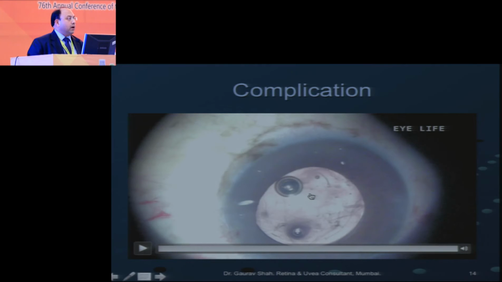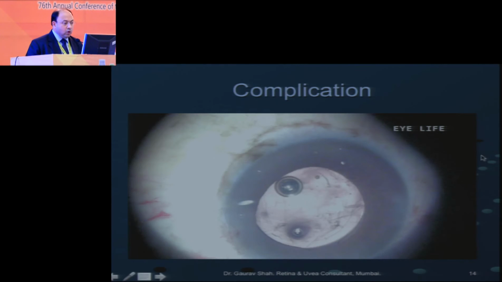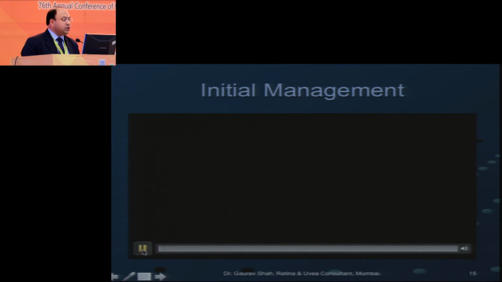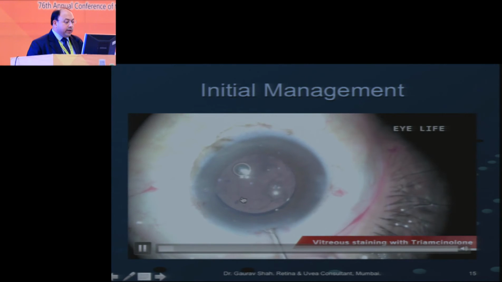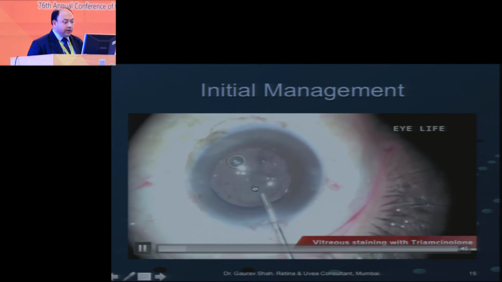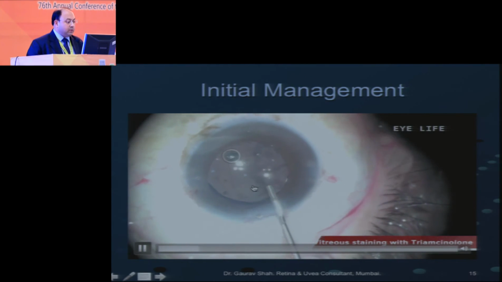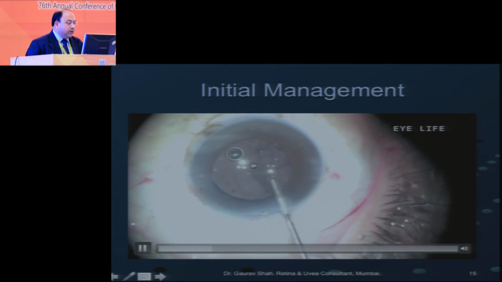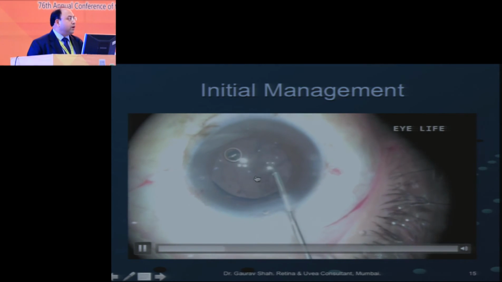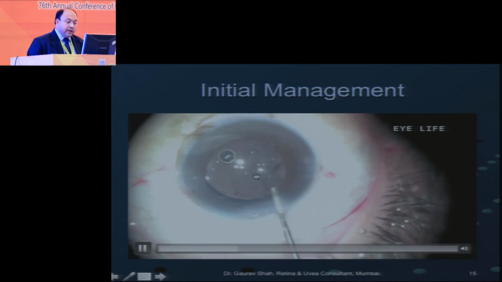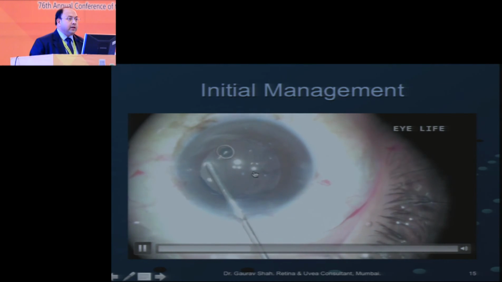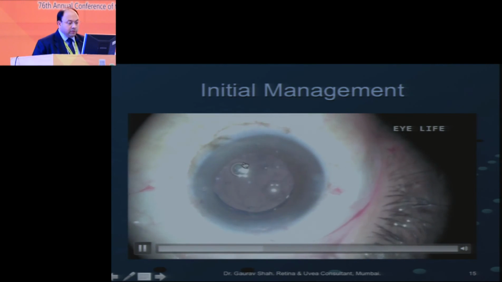At this point now, we know that there is vitreous in the anterior chamber, which is connected around the IOL to the vitreous in the posterior compartment of the eye. So initially what we did is we stained the anterior vitreous with diluted triamcinolone, and we removed this vitreous which is in front of the IOL. For this we used the anterior route for the vitrectomy.